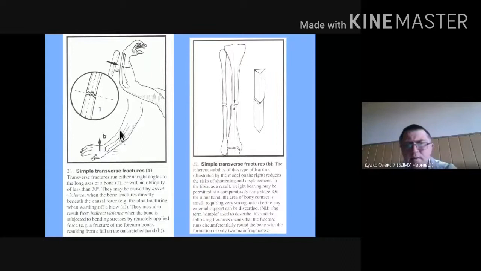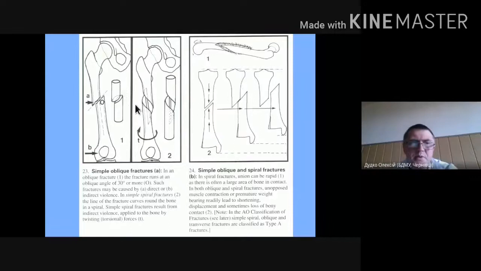And we may have so-called oblique fractures, when there is some angle between the axis of the extremity and the fracture line. And also we have a spiral fracture. We have some rotational force, so the fracture line goes in a rotated way. In many cases, if the fracture is not significantly displaced, we don't have shortening. But if we have an oblique fracture which is not stable, we may have some shortening here.